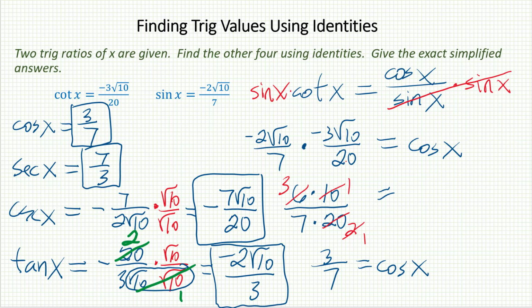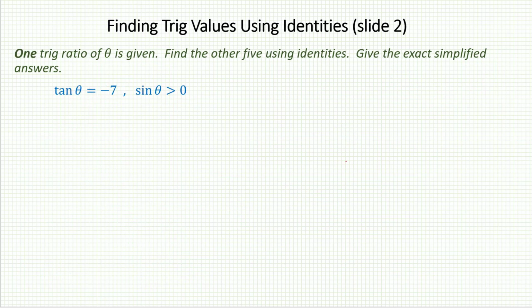Well, let's go ahead and try another one. This time we only know one of the trig ratios. So we have tangent theta equals negative 7. We want to find all the other 5 using identities, again giving the exact simplified answers. Now we are given one other piece of information, and this is significant. Without this, we would not be able to work this problem.